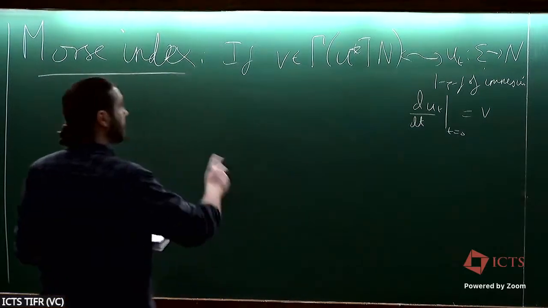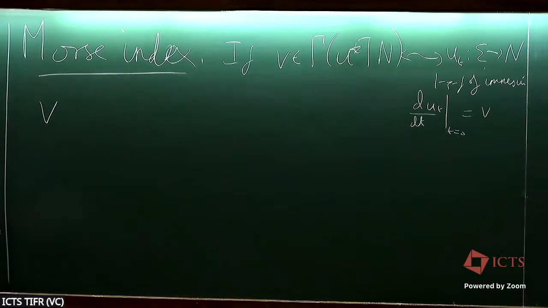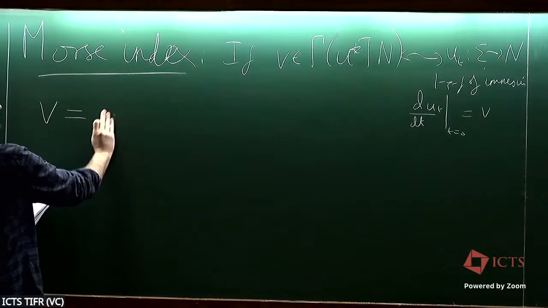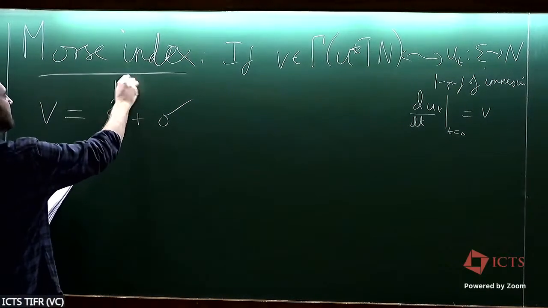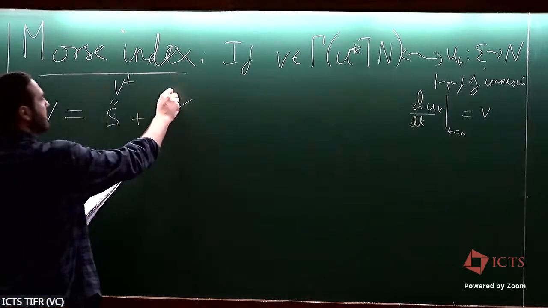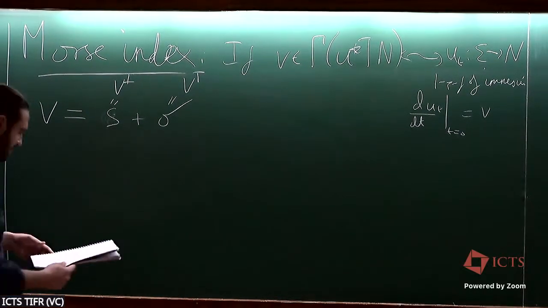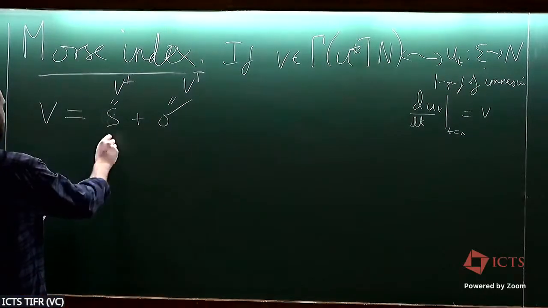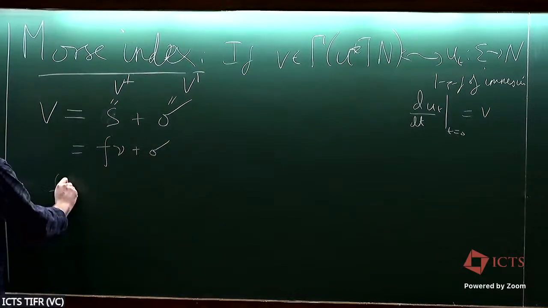And in general, for such a variation V, I want to split it into its tangential and normal component. So I'm going to write V as S plus sigma, and S is going to be the part of my variation which is normal to the surface, and sigma is going to be the part of my variation which is tangent to the surface, tangent to the image. And of course, S I can further decompose as just some function f times nu.